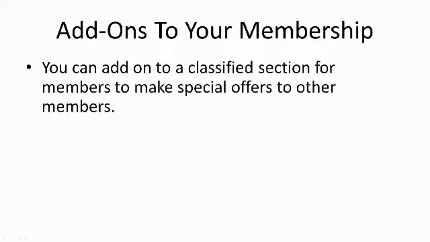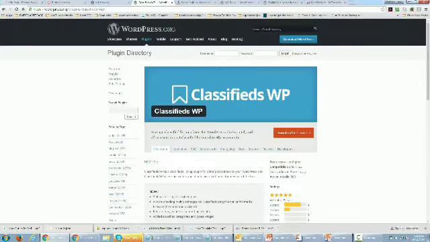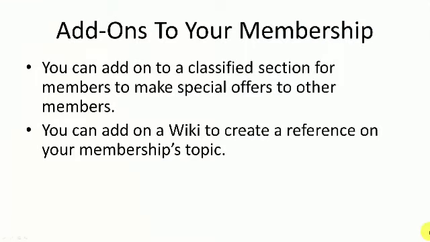Now you can also add a classified section onto your WordPress installation, and it can be for members to make special offers to other members. And there are plugins available like WP Classifieds where you actually can create your own classified ad section of your website. You can also add on a wiki to create a reference site for your membership's topic or for your membership's niche.